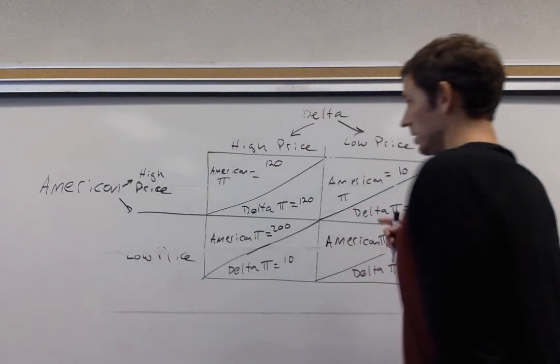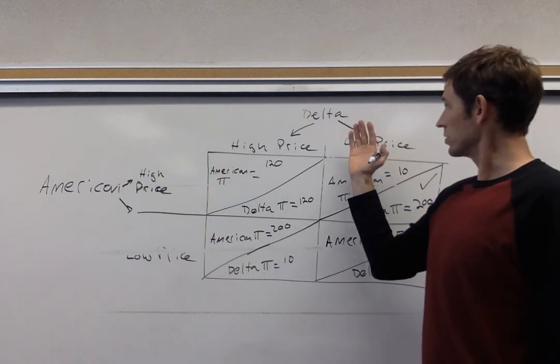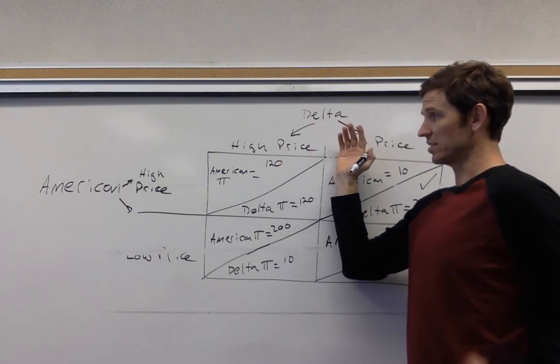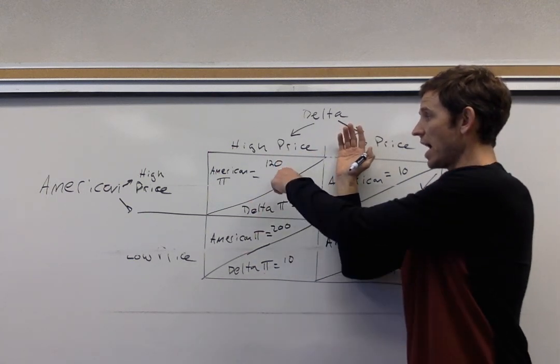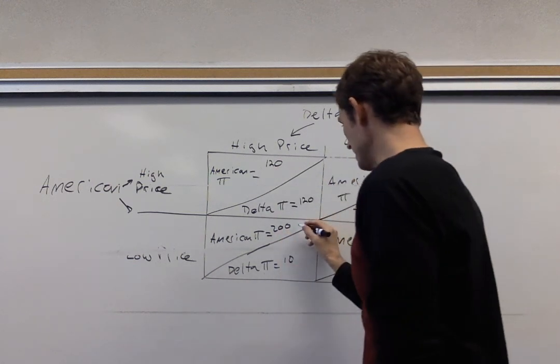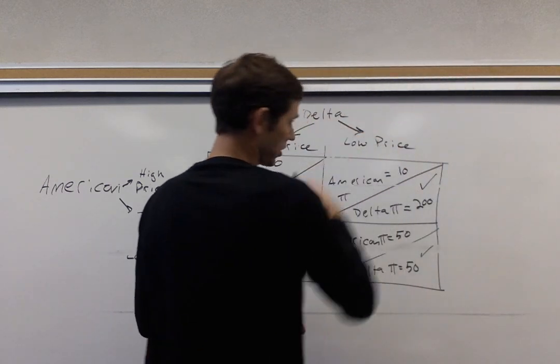All right. Let's do the same thing here for American. Now what we're going to do is assume that Delta has charged the high price and see what's going to be best for American Airlines. If they go high, they get 120. If they go low, they get 200. Low is better.